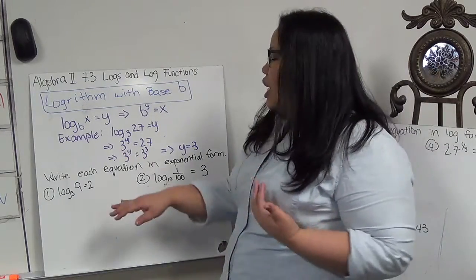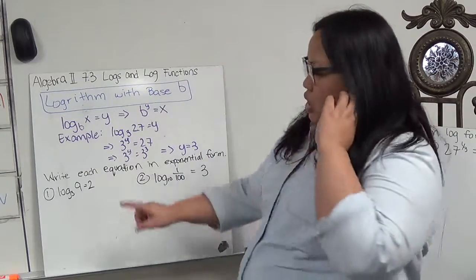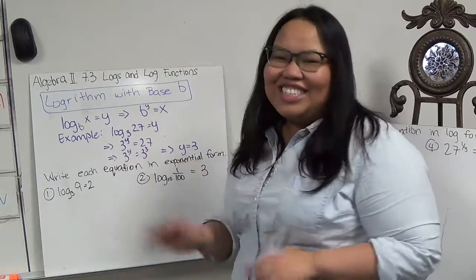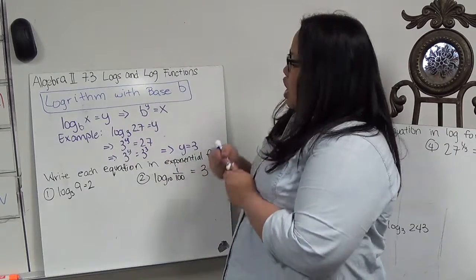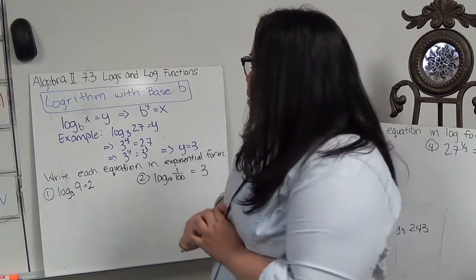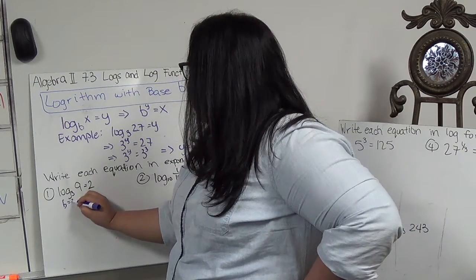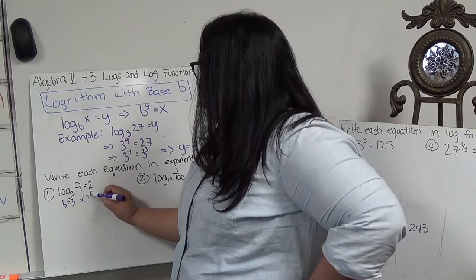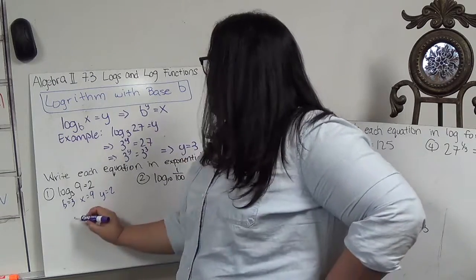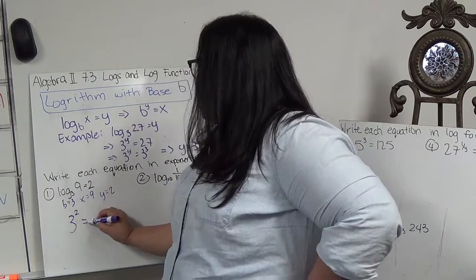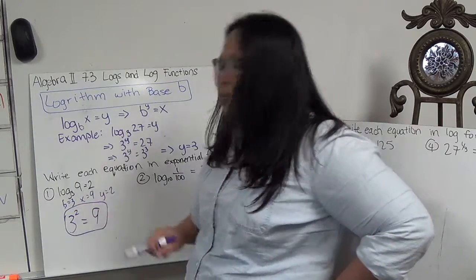Before we get to solving, let's just practice on converting, and that's what 1 and 2 are asking, to convert it from one way to a way that we can solve, okay? So my b is my 3, my x is my 9, and my y is my 2. Once I've identified it, I'm going to rearrange it to look like this. So 3 to the power of 2 equals x, which is 9. And this is in fact true because 3 squared equals 9.